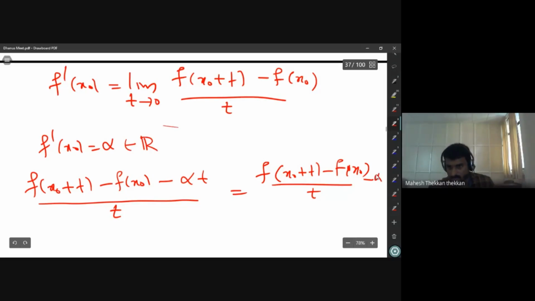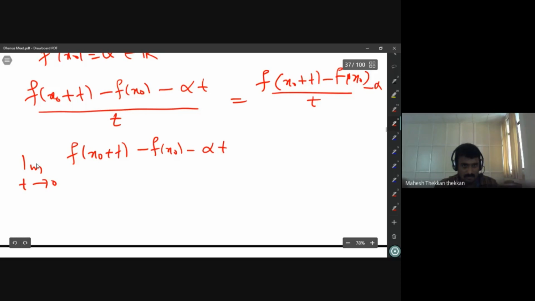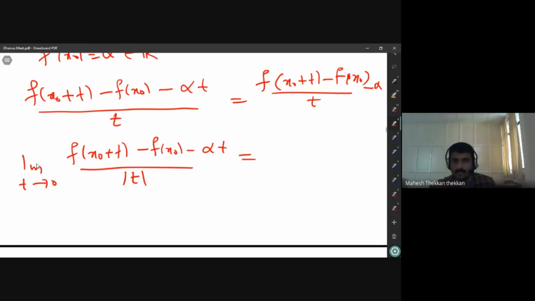Minus alpha. As t tends to 0, I get the limit as t tends to 0 of f of x naught plus t minus f of x naught minus alpha t, divided by mod t. What will this be? I have to take mod t here. Then this happens to be 0.